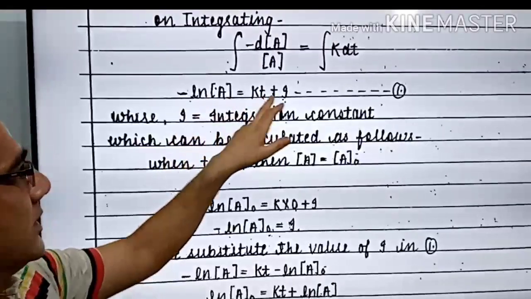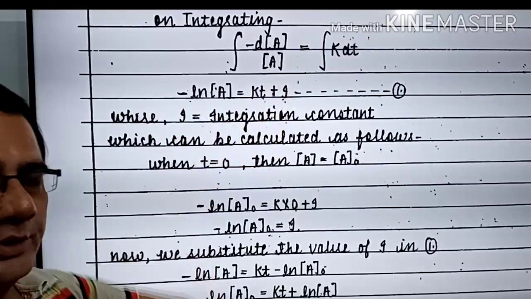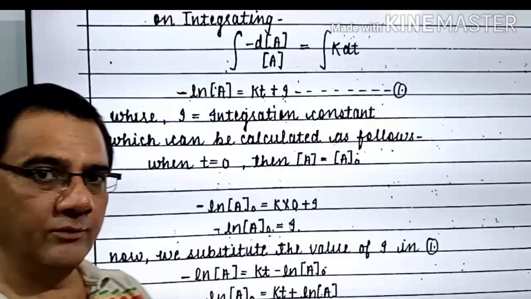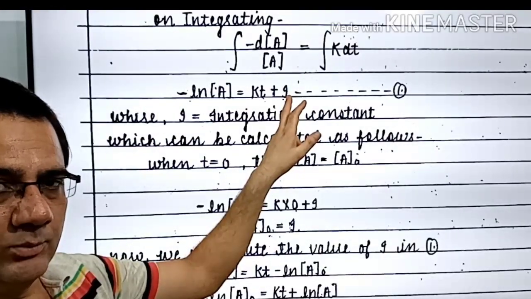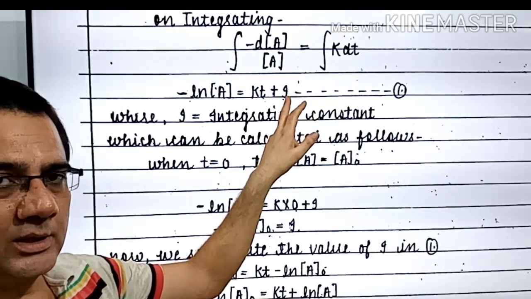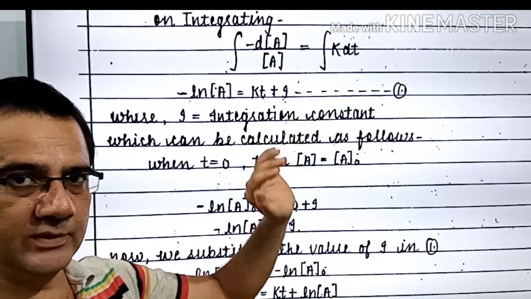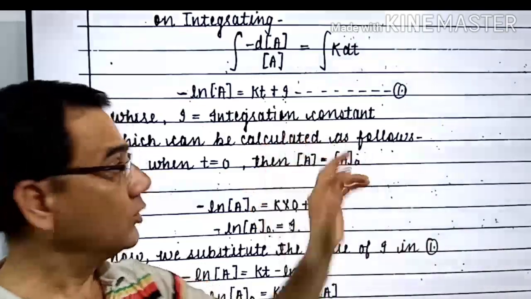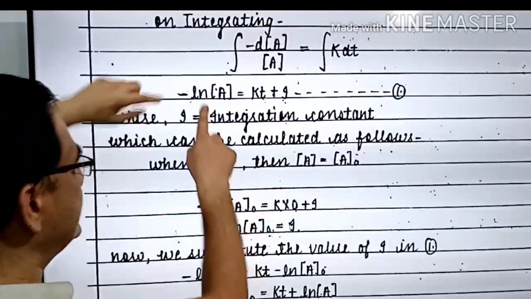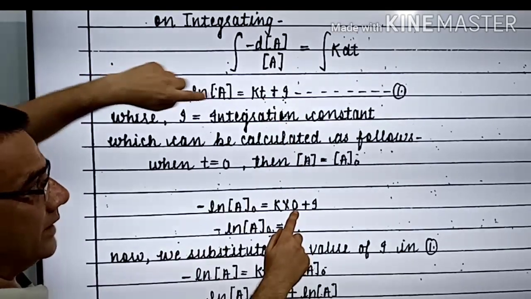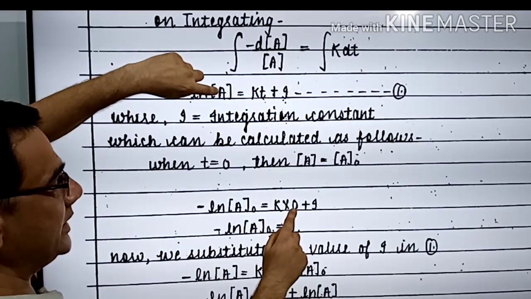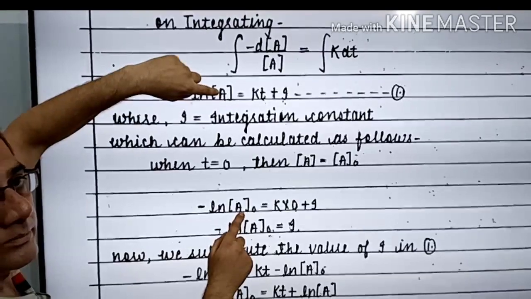So minus ln A is equal to Kt plus I, and I told you in the zero order we cannot go further until we remove this I. And how do we remove this I? We assume the reaction at t0. T0 means when the reaction has not started at all. So time is taken as 0. So in the same expression, in place of t, what do we write? 0. And when t is 0, this A becomes A initial.